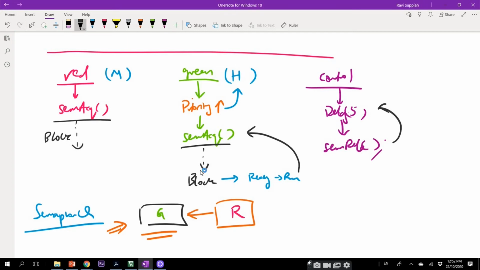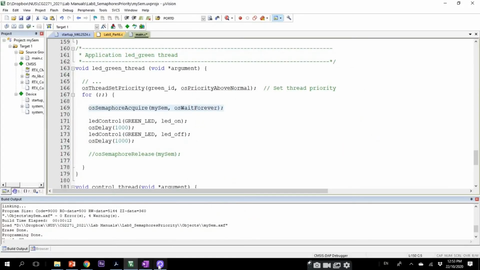All right, so what you would observe is that the green LED is the only one blinking, because the red LED, though it was the first one to do the semaphore, was a lower priority thread, since the green LED's priority was raised after that. So the red LED never gets a chance to actually get the semaphore and run, in this particular example. Okay, so let me show you the demo of that.